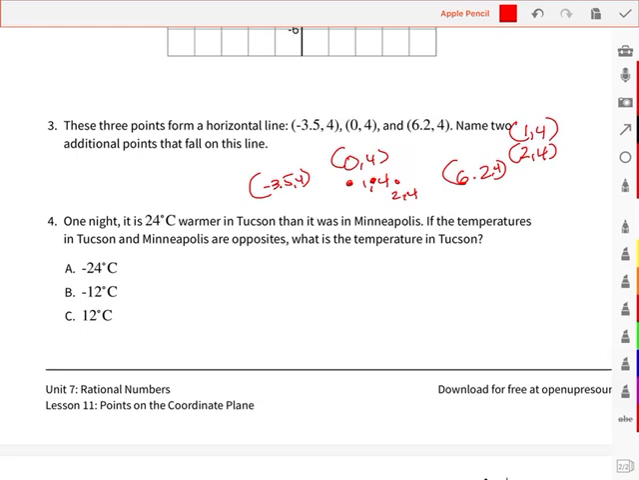There are others. Anything on that same horizontal line. So any point that has a y coordinate of 4. See how they're all the same here.